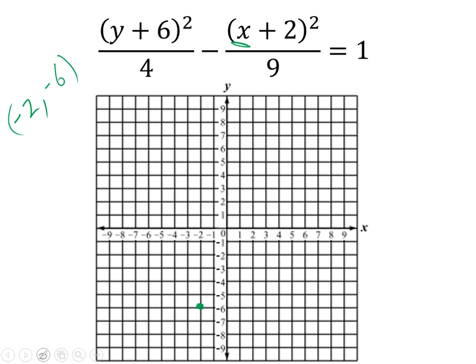And now we're going to take the square root of the numbers underneath. Square root of 9 is 3. So we're going to move along the x-axis 3, 1, 2, 3. 1, 2, 3. Because that's underneath the x. And then square root of 4 is 2. So we're going to move up and down along the y-axis too. And then we make our box.